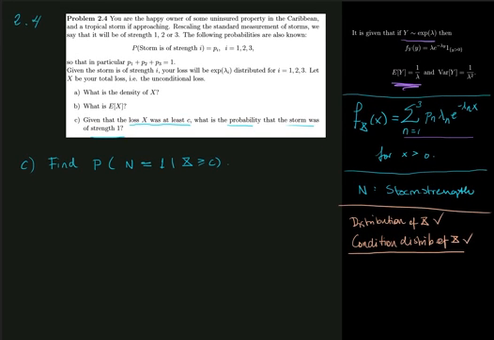So let's start by writing up the definition of a conditional probability. We want to find the probability that N is equal to 1 given X is greater than or equal to C. By definition, this is equal to the probability that N is equal to 1 and X is greater than or equal to C, the probability of the intersection of the two events, divided by the probability that X is greater than or equal to C.